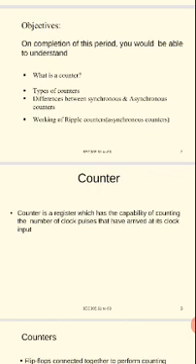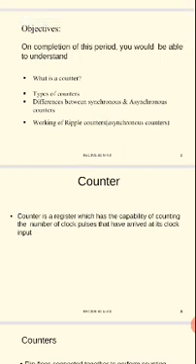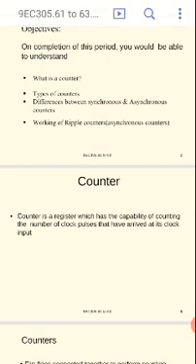Counter. The general definition for counter is that it counts. Generally it counts clock pulses. Based on clock pulses counting, it displays the digital information, how many clock pulses are counted by the counter. Hence it is called a counter. It is a general definition. The counter counts.